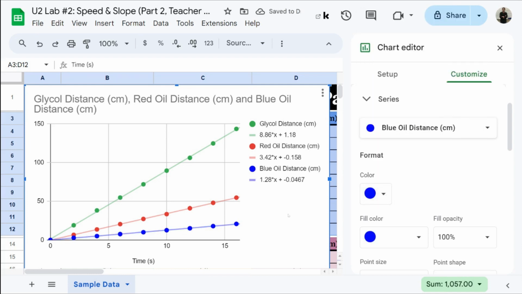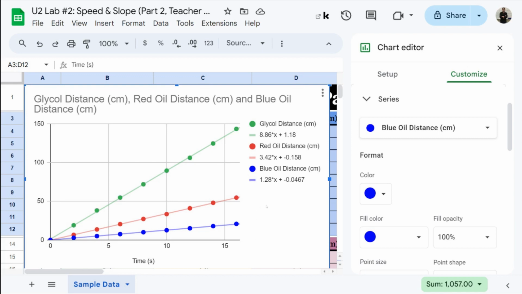Nice. So that way, at a glance, blue is for the blue oil, red is for the red oil, and then I've got green for the glycol. Okay? So just by looking at this graph, I can tell which bubble is going to be moving fastest or slowest, and which liquid is therefore thinnest or thickest.